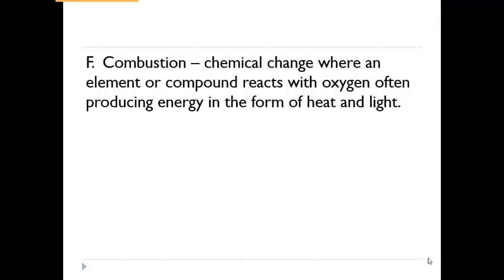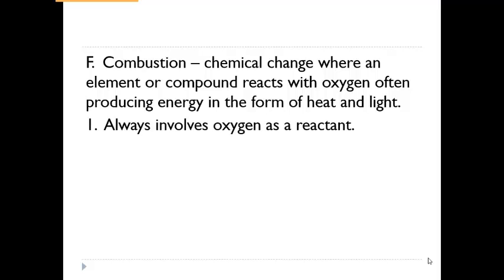All right, the fifth main type of chemical reaction is called combustion. This is a chemical change where you have an element or a compound that's going to react with oxygen, and most of the time it's going to produce energy. A lot of the time that's going to be heat, but light can also be produced.